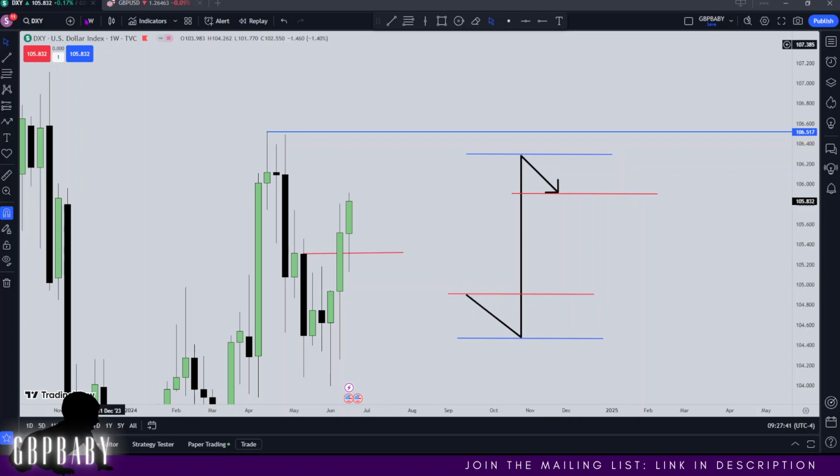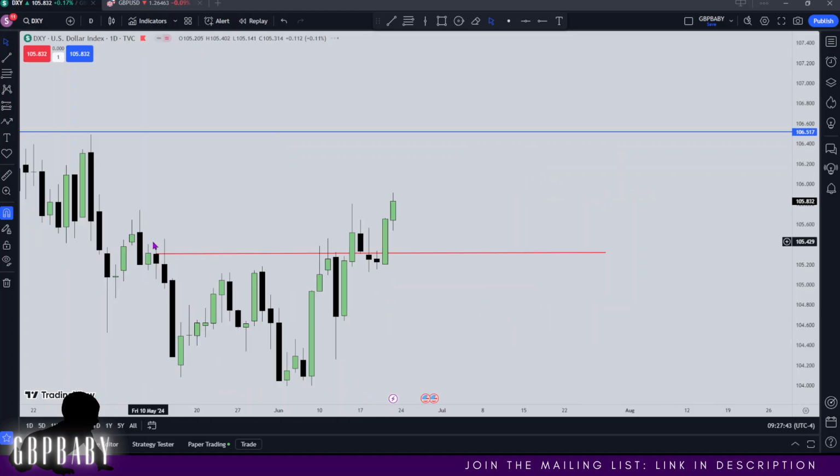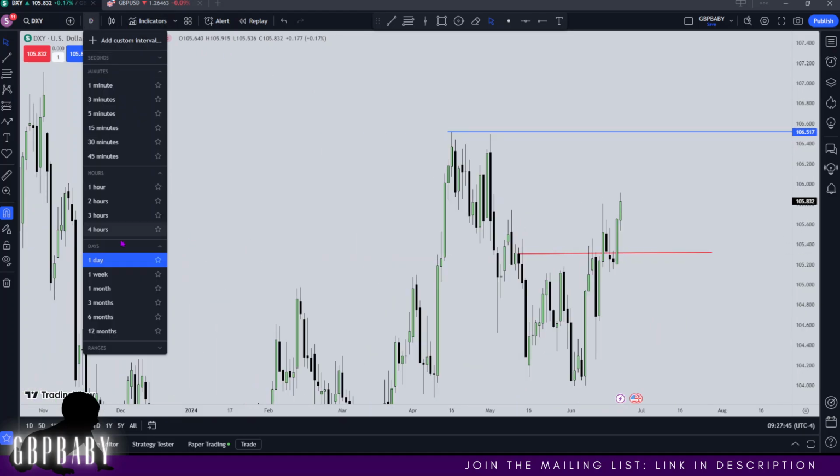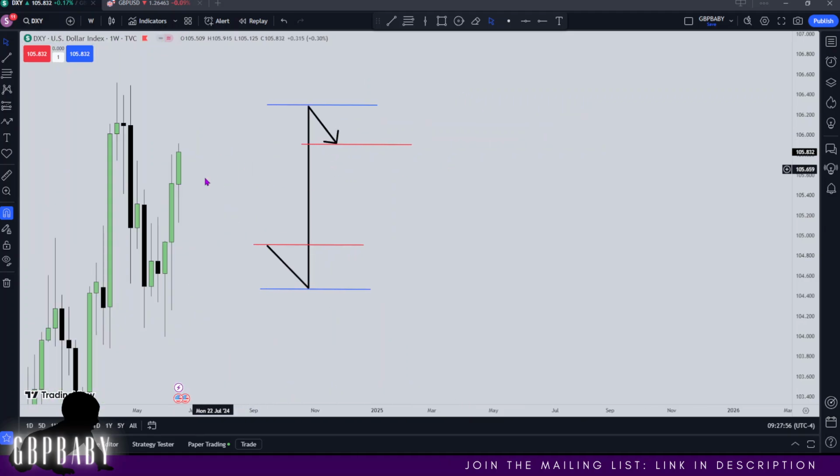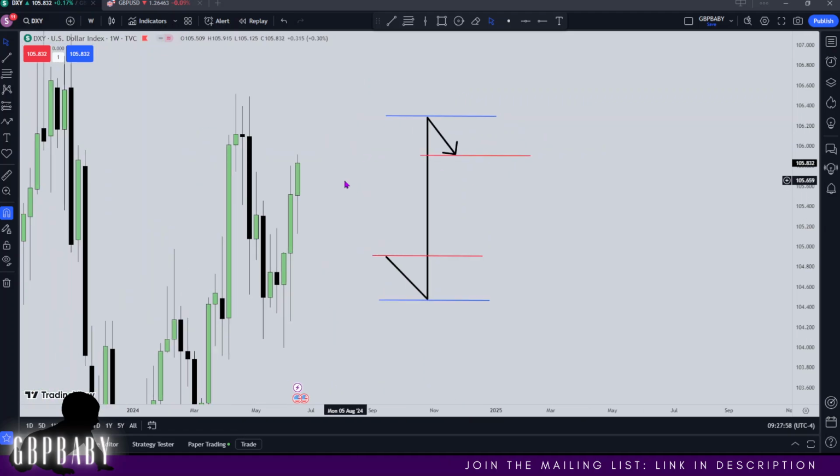Let's now drop to the daily and take a look. Where has that drawing gone? Let's bring it with us. Right, and I'm going to get rid of this, and I'm going to get rid of this. So remember, we're going into this new week now with this bullish bias. We want to see an up close candle.